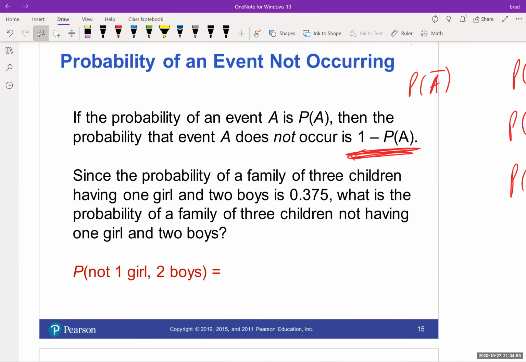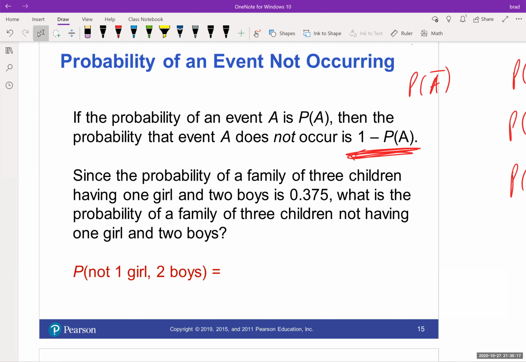So it says, since the probability of a family of 3 children having 1 girl and 2 boys is 0.375, what is the probability of a family having 3 children not having 1 girl and 2 boys? So that would be probability of not 1 girl, 2 boys.